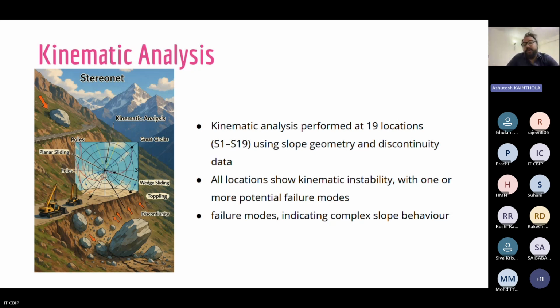This is quite crucial when you're designing the mitigation measures. Let's say you're designing for rock bolts or wire meshes, then this information becomes imperative. So we did the kinematic analysis for all 18 locations. Now moving on to the next slide.